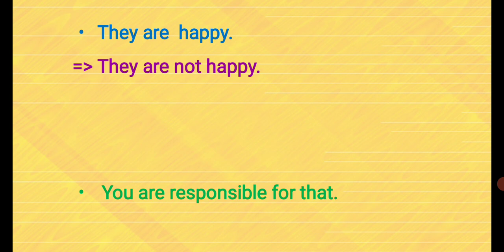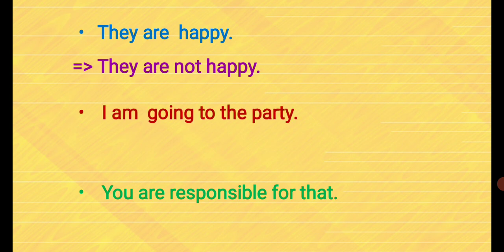Next sentence, they are happy. So what will we do? Yes, now just guess it and do it yourself. I'll give you only 30 seconds. They are happy. They are the active part of the sentence, so they are the subject part of the sentence. Are is a helping verb and happy is the object part of the sentence. So what will be the negative sentence of this sentence? They are not happy. Understand?